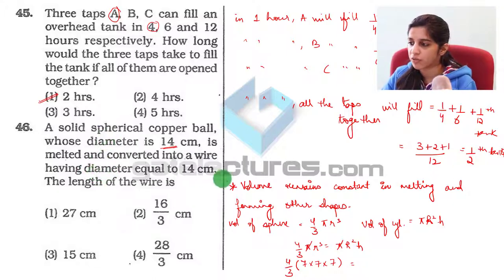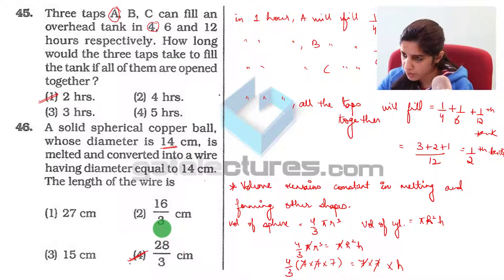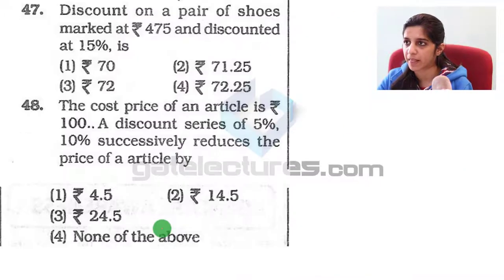Now the diameter of the wire is also 14, so this is going to be 7. They are asking the length of the wire or the height of the cylinder. Just find the height. So this is going to be 28 by 3 centimeter. Also take care of the units, since they have given everything in centimeters only, so we just put the answer directly. Suppose they had given some dimension in meter or millimeter, we'd have to change, okay? So the correct option is 4.